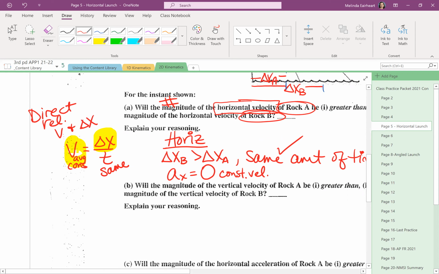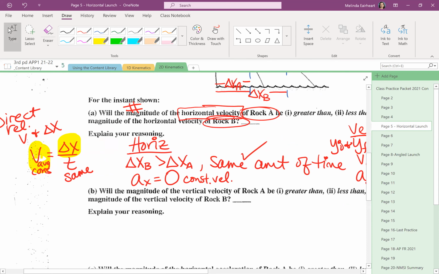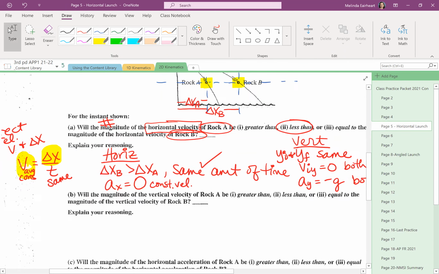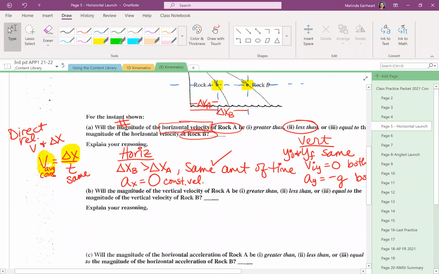And so who has the greatest speed? Well, who has the greatest range? B has the greatest range. Now, careful, the question is actually asking about A. So to answer A, we'll say it's less than. Okay. So A goes a shorter distance. So it's because it has a shorter or smaller horizontal velocity.